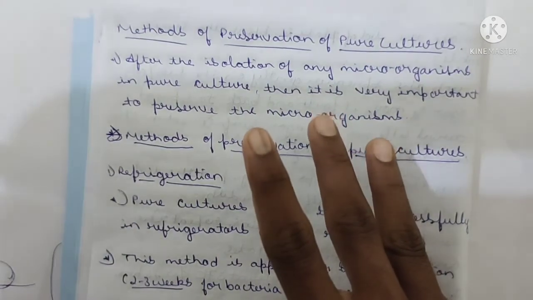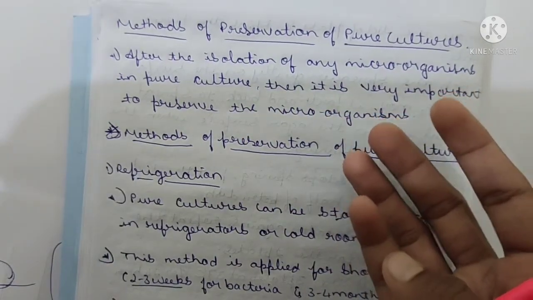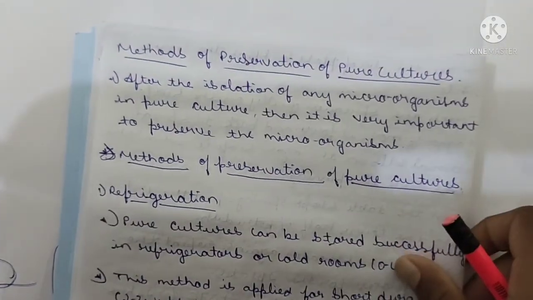One is the pour plate type, then the spread plate type, and the streak plate type of pure culture methods.